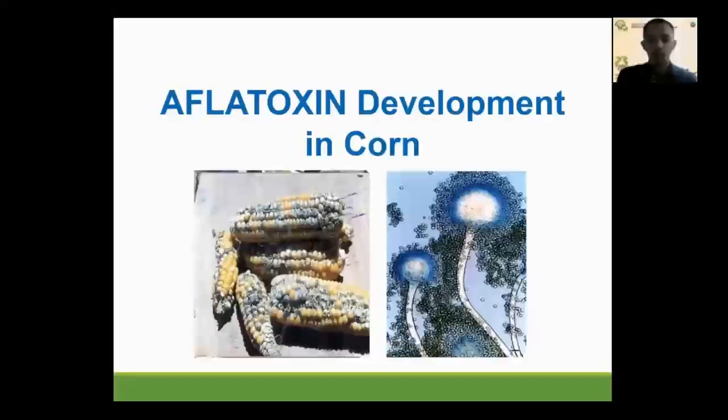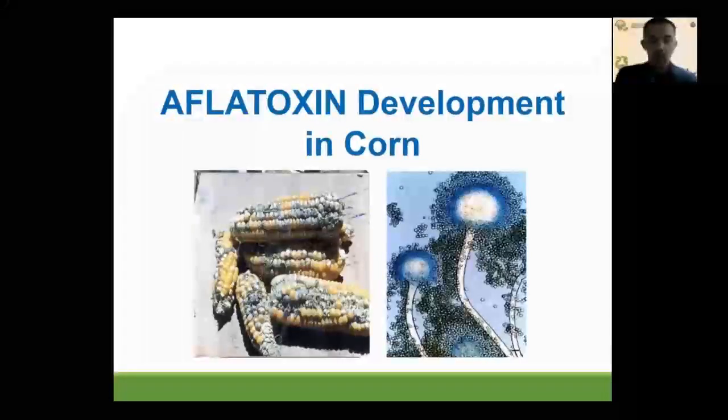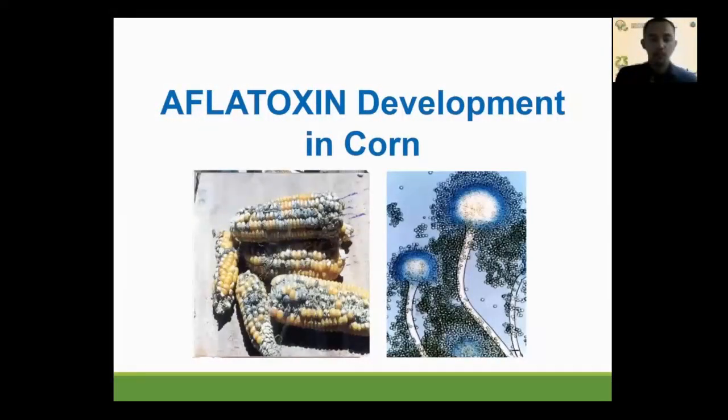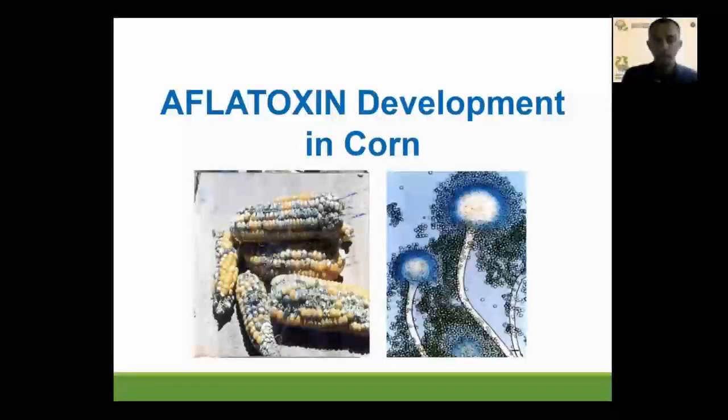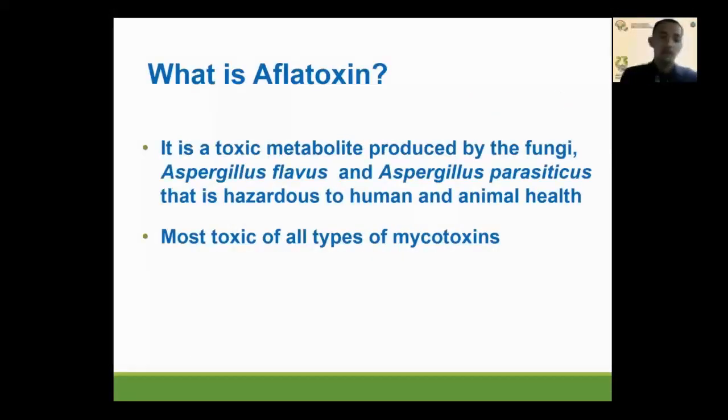So I'm also including, for the information of everyone, the purpose or the major reason for the code of GAP for corn, which is aflatoxin development. So aflatoxin is a toxic metabolite produced by the fungi Aspergillus flavus and Aspergillus parasiticus, that is hazardous to human and animal health. And it is the most toxic of all types of mycotoxins.